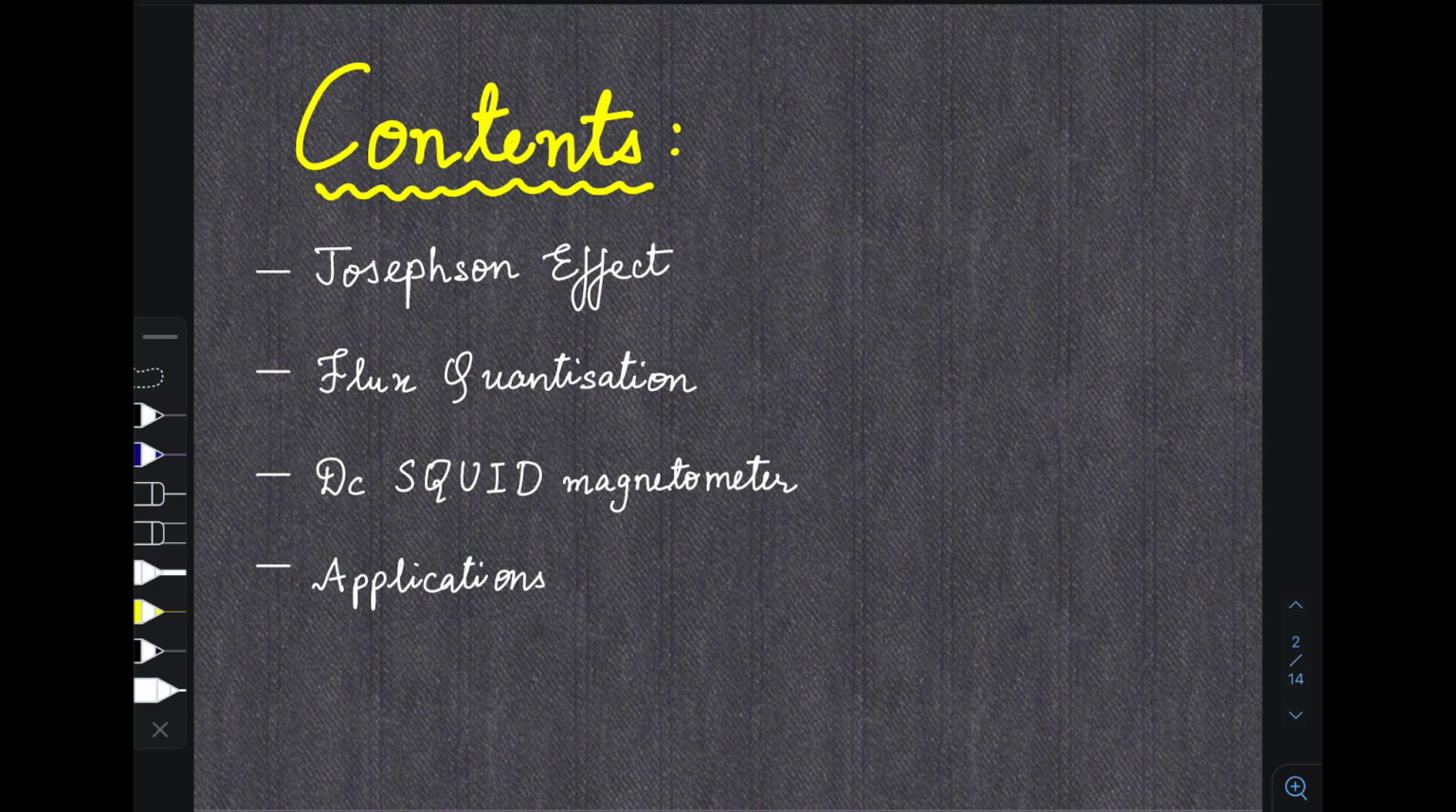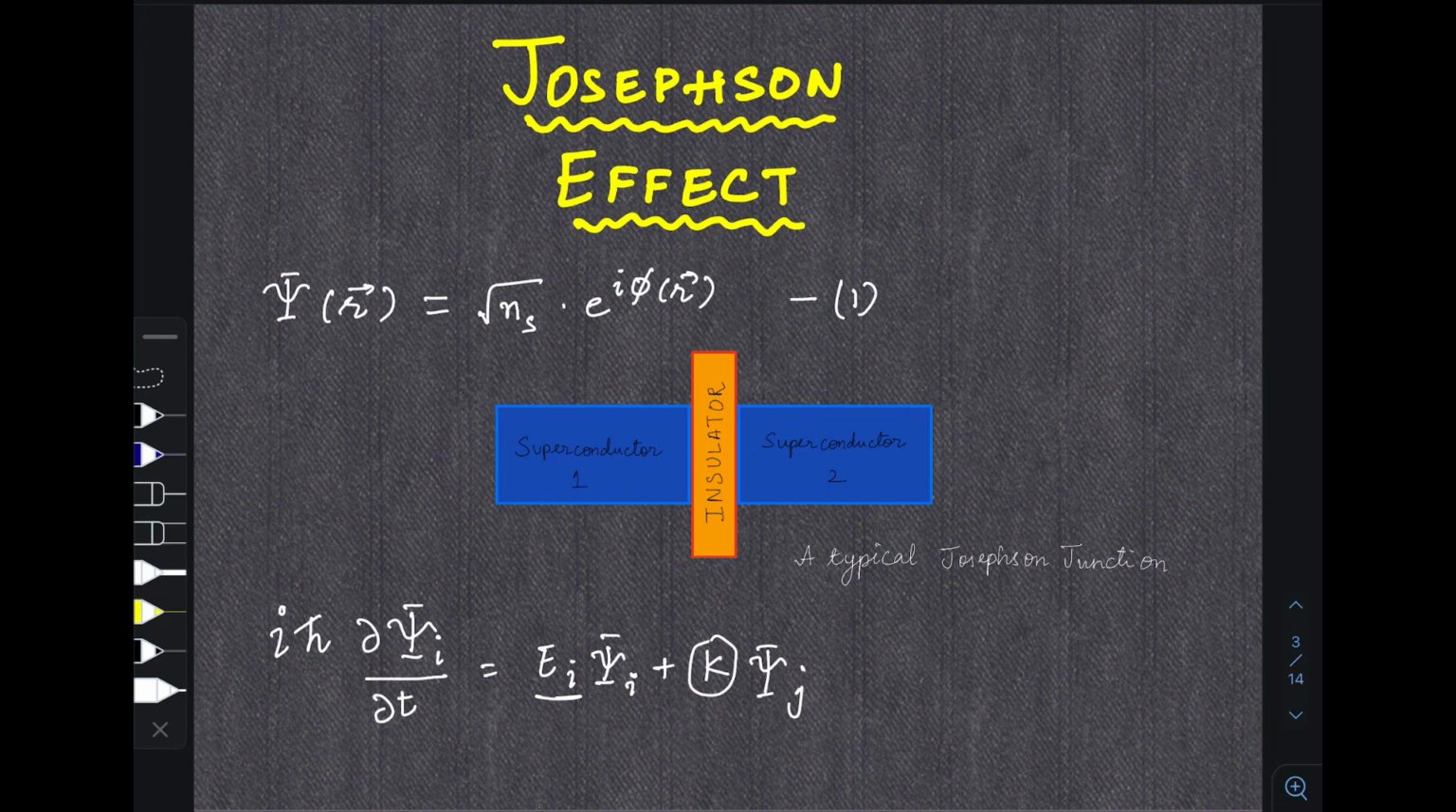So let us jump into the contents of the presentation. Starting with Josephson effect. This is an important phenomenon that we need to understand before diving into the working principles of SQUID. And then we will very briefly understand what is flux quantization in a superconducting loop. And once we are done with these, we will jump into the DC SQUID magnetometer, its working principles and its design. And lastly, very briefly, we will try to understand the applications of the DC SQUID magnetometer. So, starting with the Josephson effect.